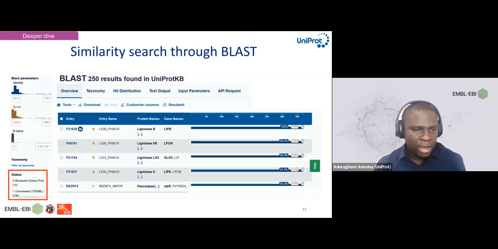And you can see out of these, 14 of them have the gold standard reviewed entry, and the others are not reviewed. So that means they have been computationally annotated.